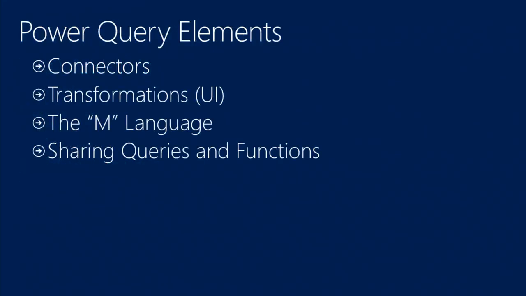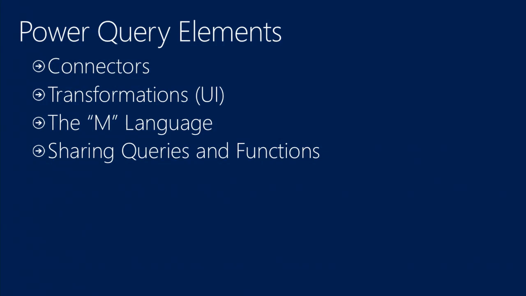So Power Query has a user interface with several elements. We have connectors to access different data sources. We have transformations that we can apply to the data that we gather from different data sources. And then we have the M language. Very important, especially in a corporate BI scenario, is the fact that we can share the result of a transformation. Not the data, but the query, the definition of the query that we define in our environment.